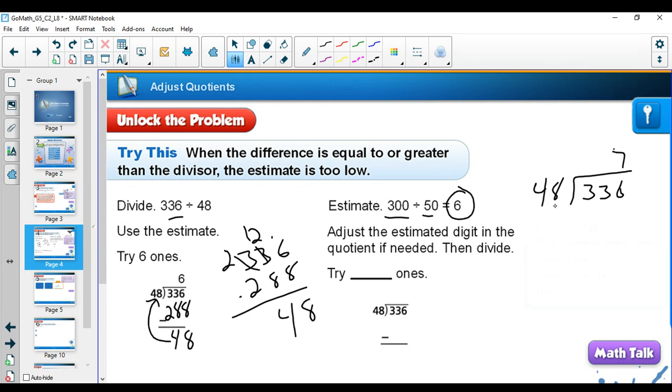So 7 times 8 is 56. 7 times 4 is 28. And 28 plus 5 is 33, right? And so that leaves me with 0. So my answer is 7, right? Because remember, when my estimate was 6, that left me with 48, which meant I could make one more group, and exactly one more group because 48 is equal to 48.